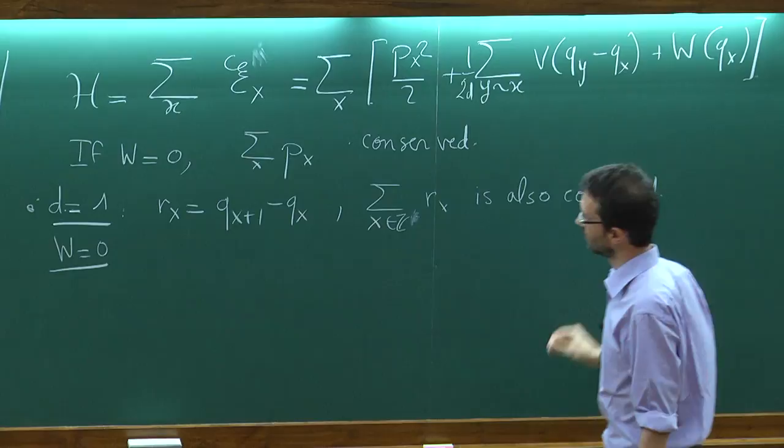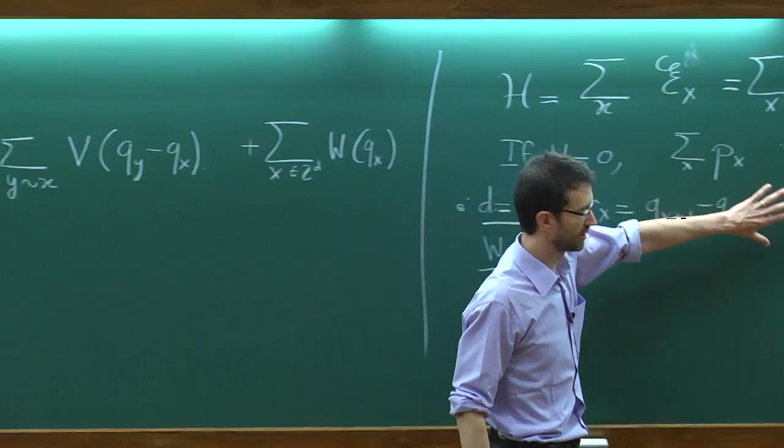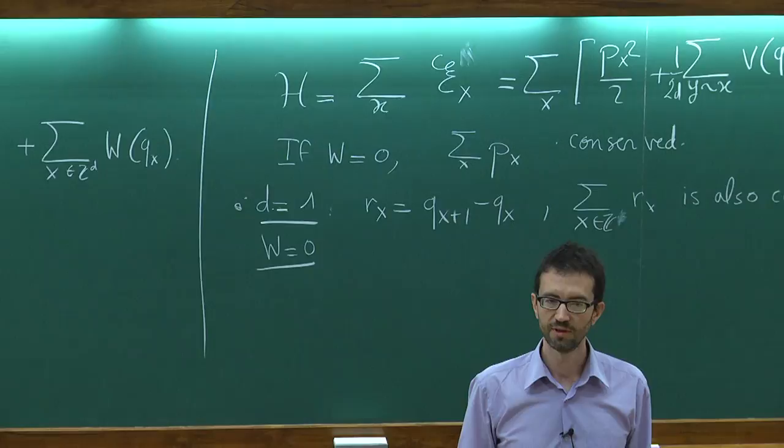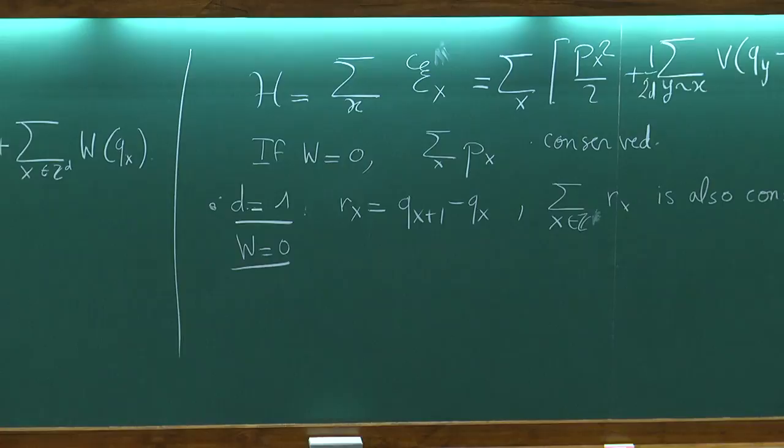Because if W is equal to zero, you can forget this term, and you can write the Hamiltonian in terms of only the p_x and the r_x. And then you can check very easily that this quantity is conserved. Sometimes it is forgotten, but it is a quantity which appears, for example, in the... There is also the momentum which is conserved, yes. Yeah, okay, but this follows from that. You said the total momentum. Yes, okay. But anyway, this is a quantity that you have to consider.